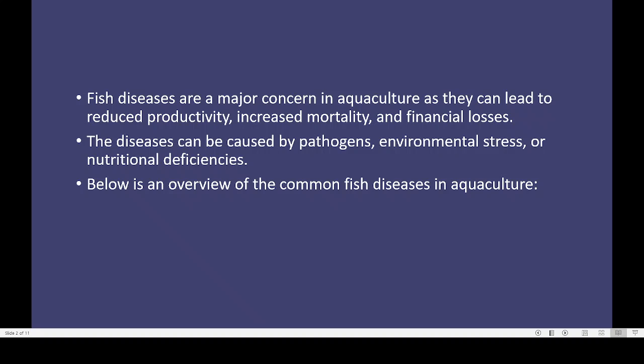Sometimes environmental stress can be a factor. For example, changes in pH, changes in temperature, changes in humidity, turbidity, everything can lead to death of the fish. And sometimes deficiency in nutrients. If enough food is not available, or if there is some deficiency in the type of food that we are giving, maybe vitamin or mineral deficiency, that can also lead to different types of fish diseases.